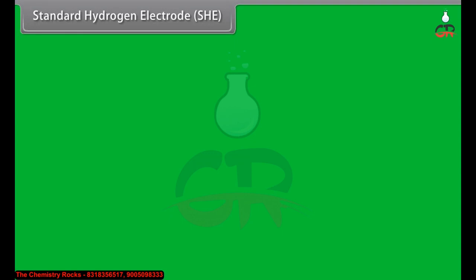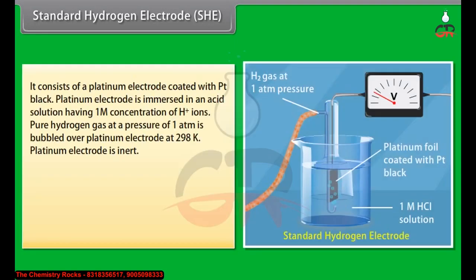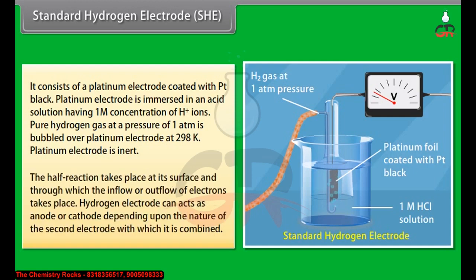It consists of a platinum electrode coated with platinum black. Platinum electrode is immersed in an acid solution having 1 M concentration of hydrogen ion. Pure hydrogen gas at a pressure of 1 atm is bubbled over platinum electrode at 298 Kelvin.